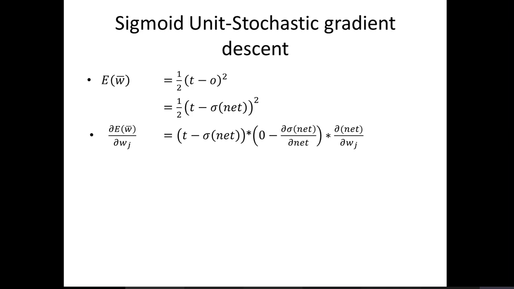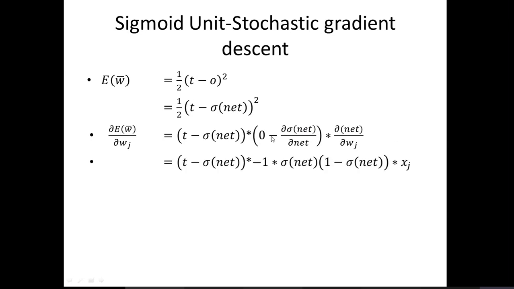Now let's look at the partial differential with respect to one of the weights, Wj. So dou E by dou Wj is half. This is a composite function, so we apply the chain rule. Half into 2, the 2 and 2 get cancelled, times (T minus sigma of net). The derivative of T is 0, and the derivative of sigma net is minus dou sigma of net by dou net, into, because once again it is a composite function, dou net by dou Wj. So this is the chain rule.